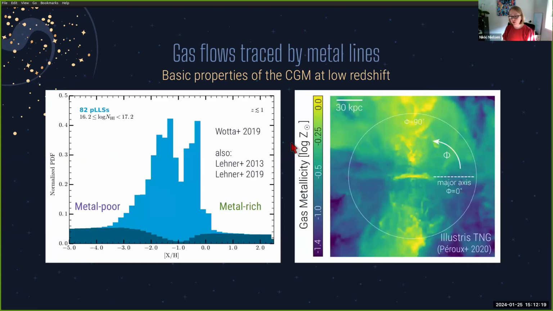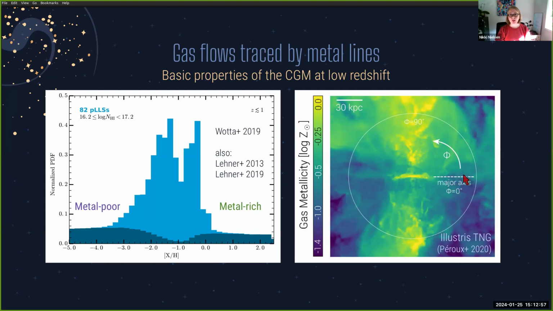Another thing that could be useful for distinguishing the different baryon cycle processes is metallicity. Work by Weng and Lehner et al. has looked at the metallicity distribution of typical CGM absorbers, and they found a metal poor branch and a metal rich branch. So the metallicity distribution is bimodal, and we typically associate these with, again, accretion that's metal poor and outflows that are metal rich. And this is seen in simulations. So this is IllustrisTNG, where the map shows you the gas metallicity, and this is an edge-on galaxy.